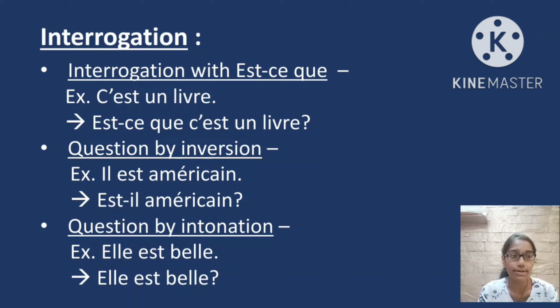Then the third form is question by intonation. Intonation is sound. Example, elle est belle. The interrogative form by intonation will be elle est belle? So we are basically asking a question in the form of an affirmative sentence only, but we are changing the sound.